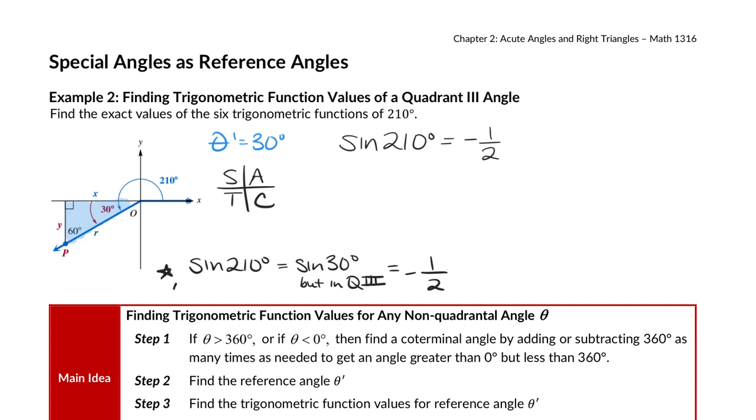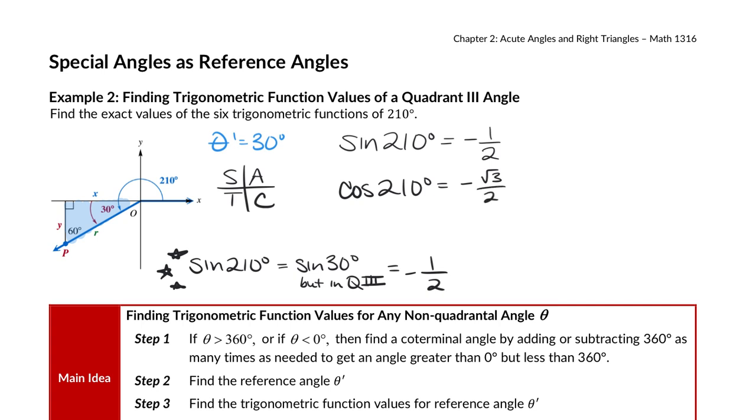Just FYI, this is the thought process, which means now if I was doing the cosine of 210, I'm basically doing the cosine of 30. Based on that table, what is the cosine of 30 degrees? Which number specifically? Cosine of 30. It's square root of 3 over 2.